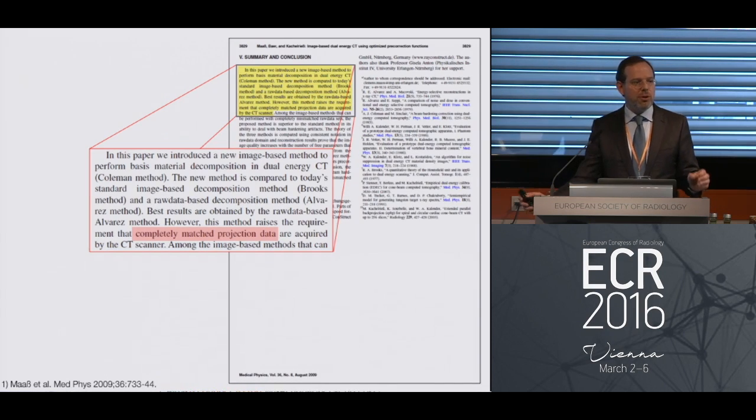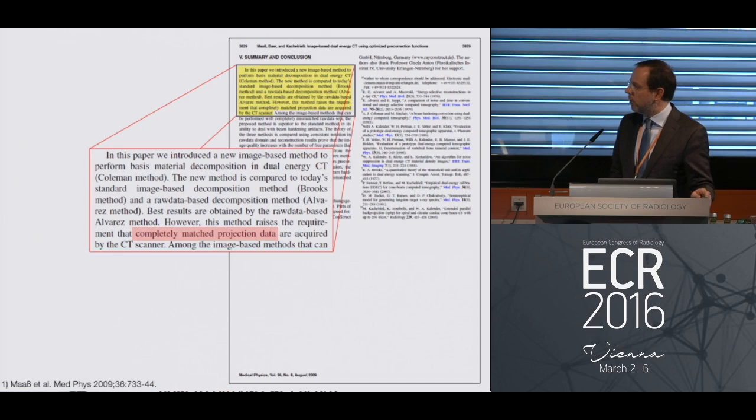Now, if you want to do this correctly, basically what you want is perfectly aligned projectional data from the low and the high energies. And this is the unique feature of the dual-layer detector. We get this in a perfectly aligned projection. And no other vendor has this capability of generating these perfectly matched high and low energy projections. And in this paper here by Maas, it was clearly demonstrated that completely matched projection data is the best solution to get all of these new different contrasts.